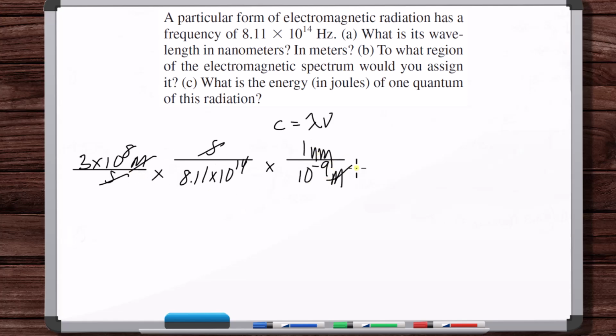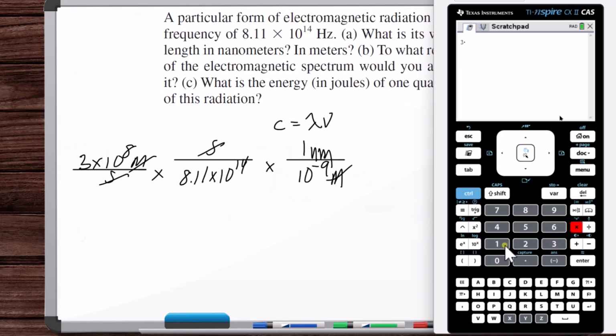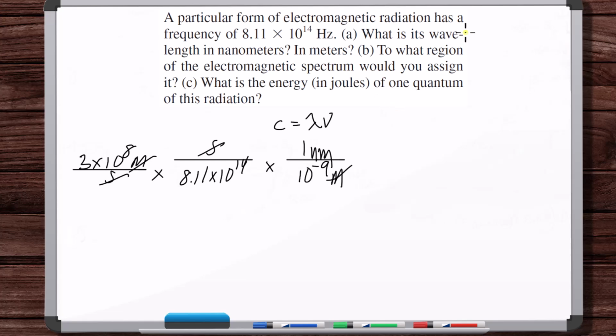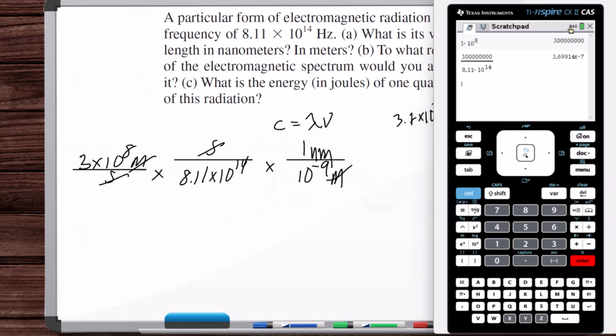So we've got 3 times 10 to the 8th divided by 8.11 times 10 to the 14th. That's in meters: 3.7 times 10 to the minus 7 meters. Okay, now in nanometers, we just divide that by 10 to the minus 9.